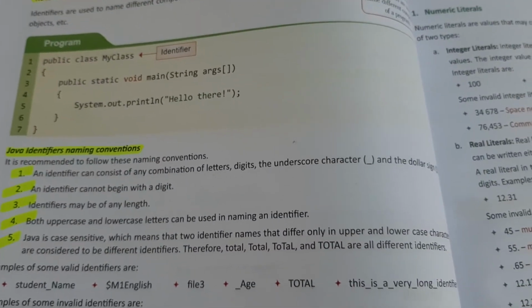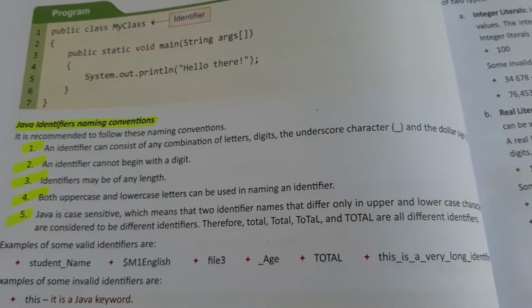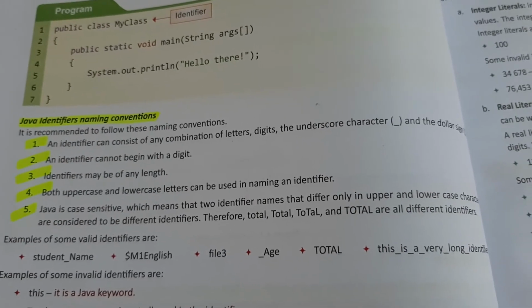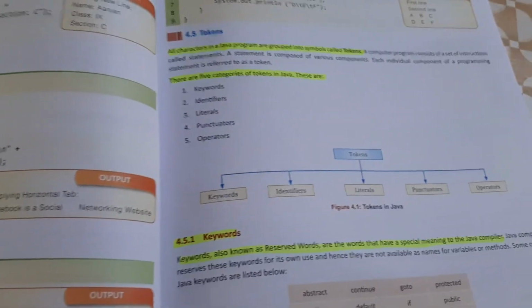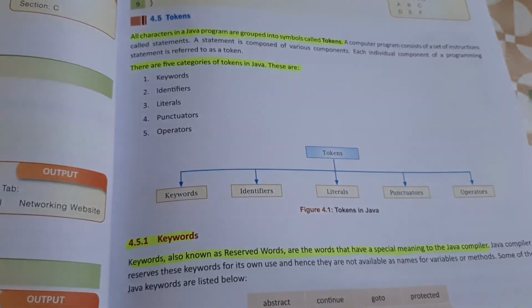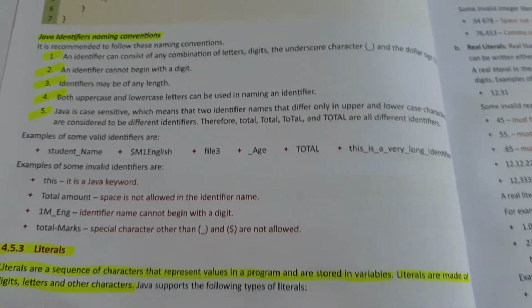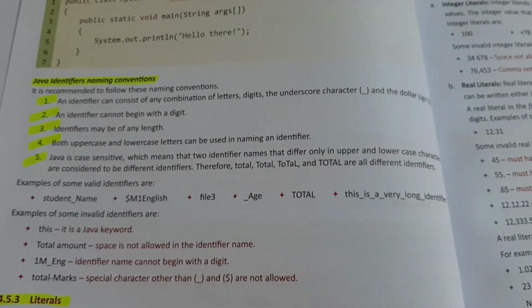So please write down these highlighted points in your notebook. Write the rules, write the definition of identifier, write the definition of keyword, write the definition of tokens. Please write down all these highlighted things that I have given you in your notebook, so that when you are studying, it will be in one place and it will be easy for you to learn.